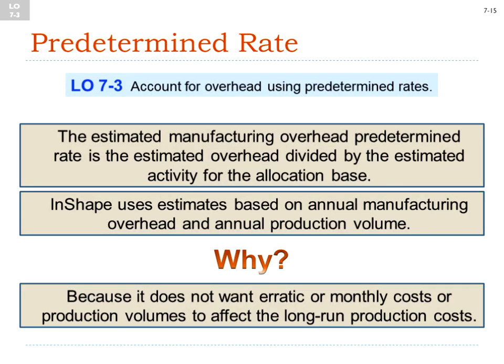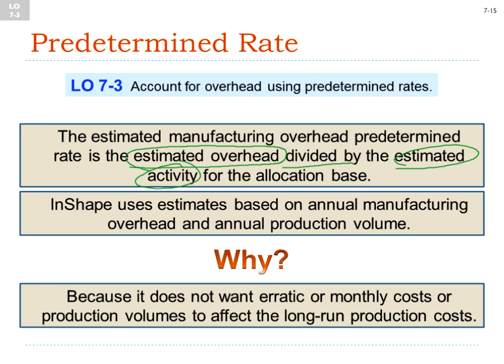All right, the next topic is the predetermined overhead rate. And as the slide says, you are using estimated overhead, and you're going to divide that by the estimated activity for the allocation base. So, again, a lot of these expenses haven't been incurred, which is why you're going to estimate the expenses.